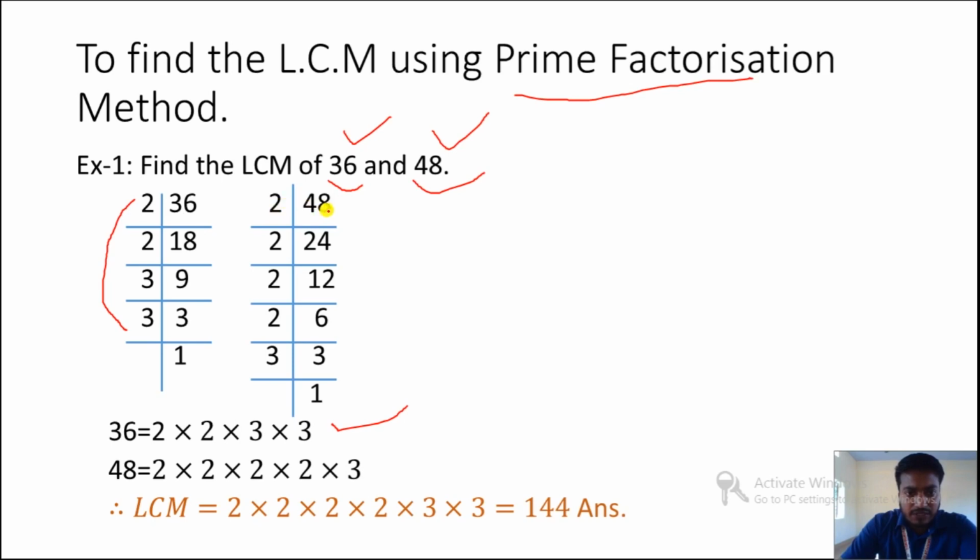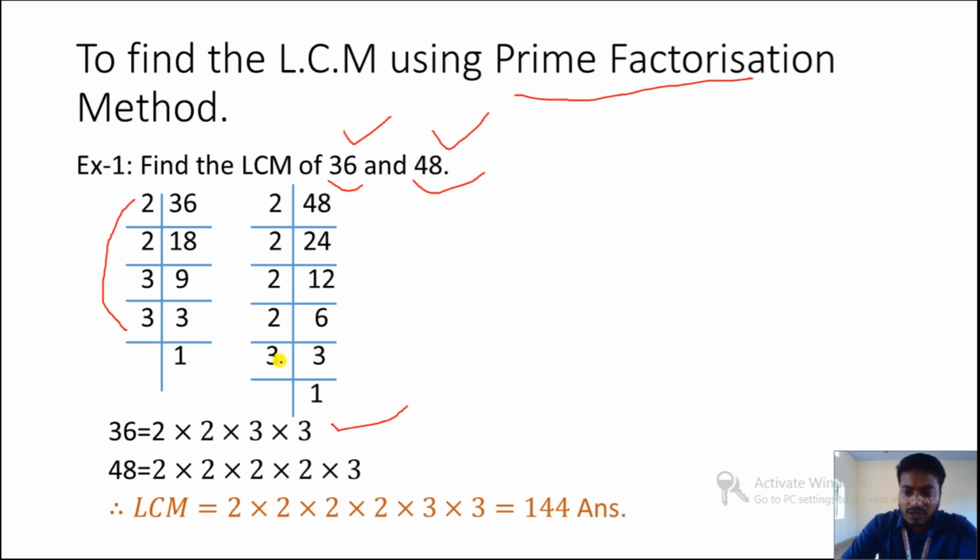When we divide 48 by 2, we get 24. Again we can divide 24 by 2, so we get 12. Again we can divide 12 by 2, so we get 6. Again we can divide by 2, so we get 3. Now we can't divide this 3 by 2.